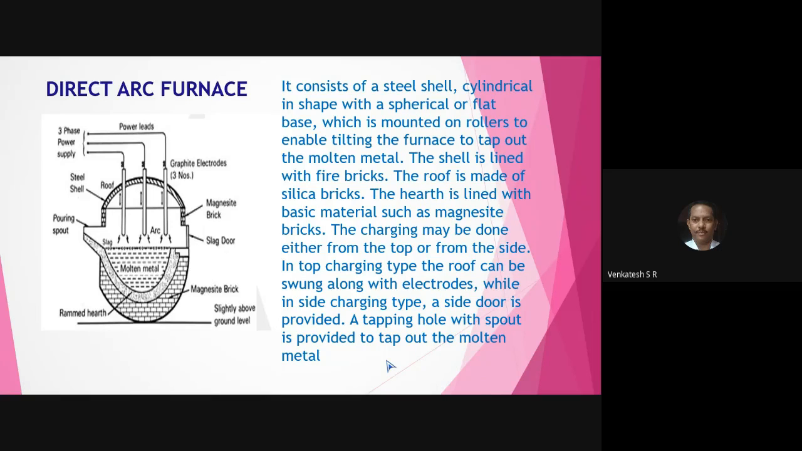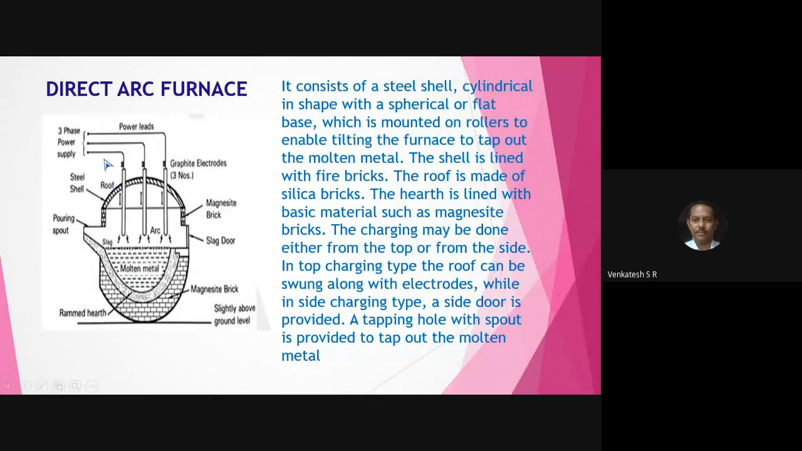Once again, the construction of a direct arc furnace: the top shell is made from steel, which has the provision to keep three electrodes made from graphite or carbon, and these graphite electrodes are connected to the power supply. Below that, there will be a container or bucket which has scrap, iron ore, and alloying elements like chromium, tungsten, molybdenum, vanadium, phosphorus, copper, like that.